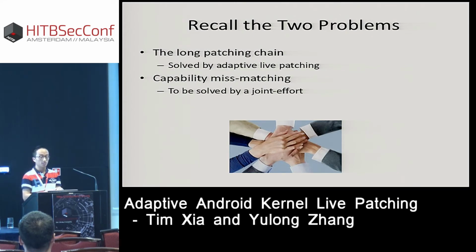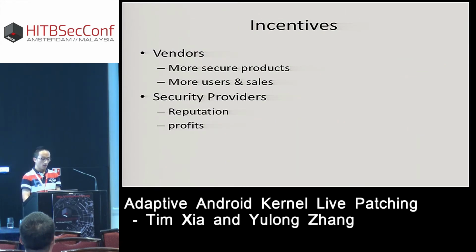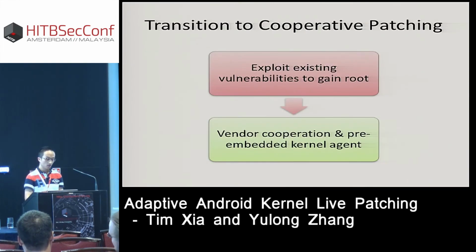For the capability mismatching issue, we have to call on both the vendor and security researchers to work together to generate the patch and apply the patch. We believe that both parties have incentives to do this. For vendors, if they have more secure products, they can have more sales and more users. For security providers, they can gain reputation and profits, like the white hats sitting here in this room. But this is not easy.